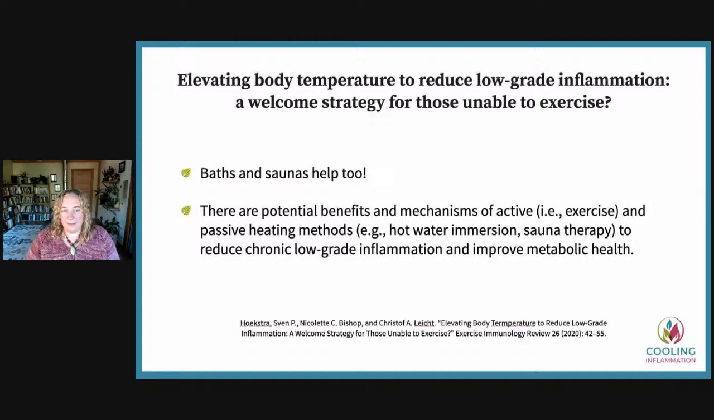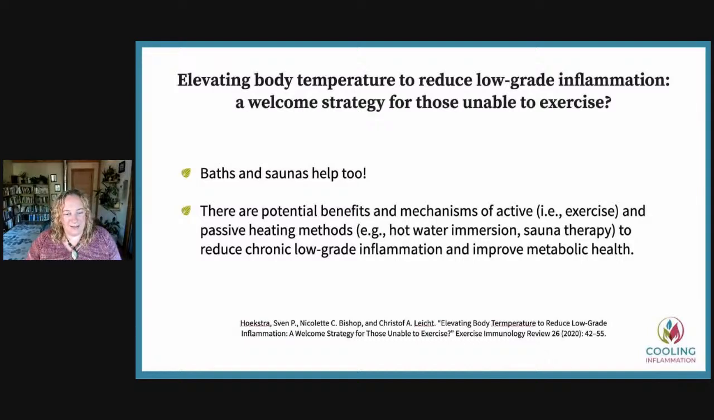One reason that exercise might be so helpful, and there are assuredly many, is that by elevating your body temperature internally, you're helping to reduce low grade inflammation. This is a study looking at those who might be unable to exercise. However, I think there are a lot of modifications that can help people to exercise no matter where they're at. But basically, this is saying that baths and saunas can help too. So I just wanted to throw that in there.